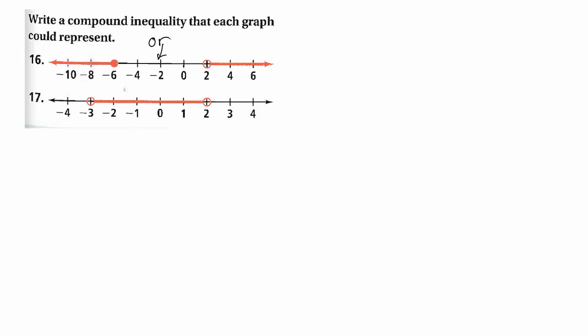Okay, we're going to represent a compound inequality. So from this graph, notice how there's two disjoint points. That means it's an or. The bottom one is an and because it's like all contained in one.